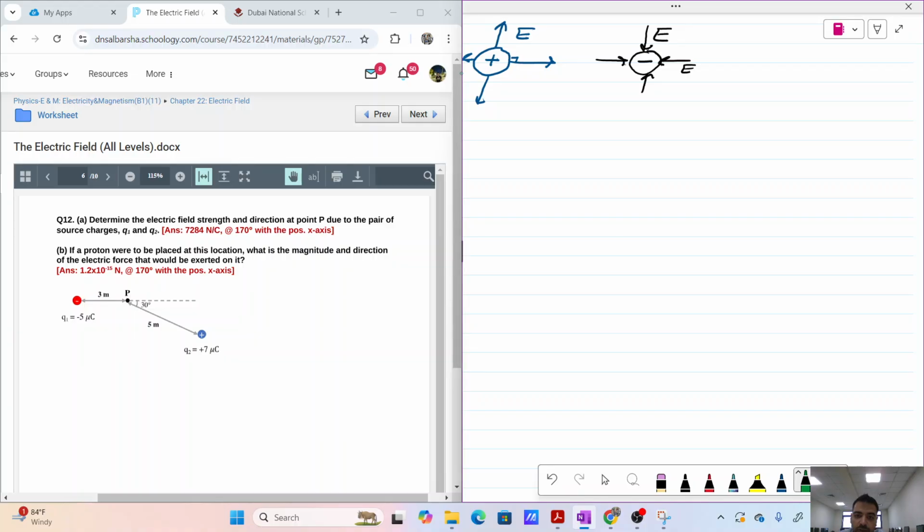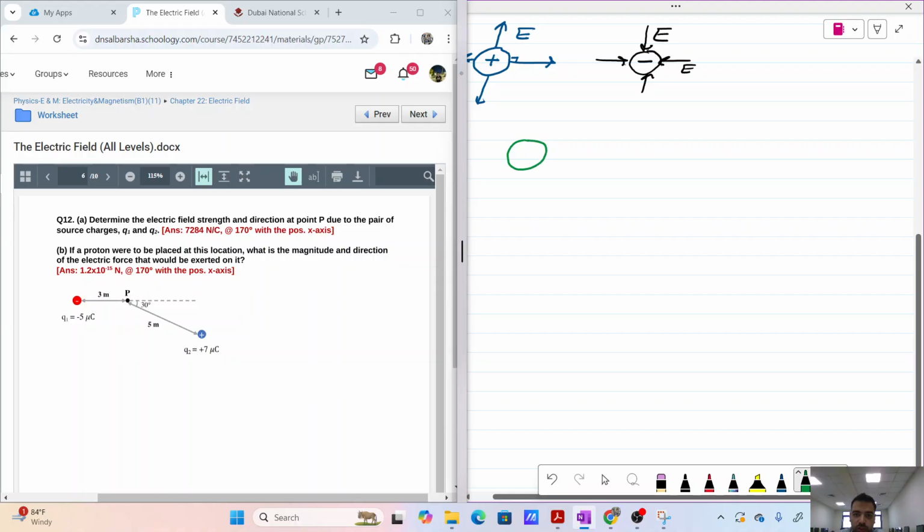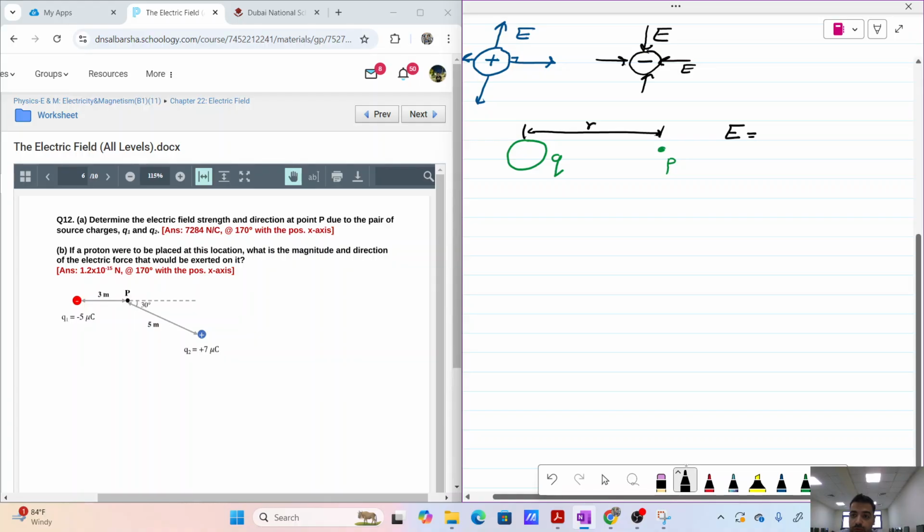We said that to find the electric field due to one point charge, we have the following equation. Let's say that we have a charge that has a magnitude of Q and a point P which is at a distance of R away from that charge. The electric field at point P is equal to K times the magnitude of Q, and we're using absolute value, so we ignore the sign, divided by its distance squared. So I'll do this example as a demonstration.